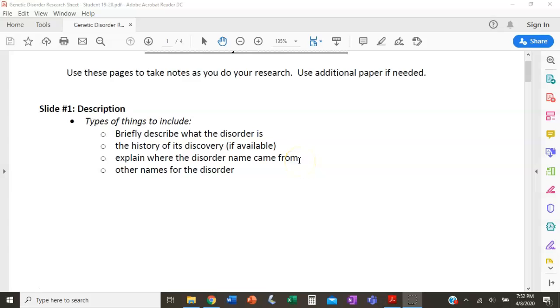We're going to look to see if we can find some history. We're going to explain where the disorder name came from if you possibly can, and then find out whether or not there are some other names.